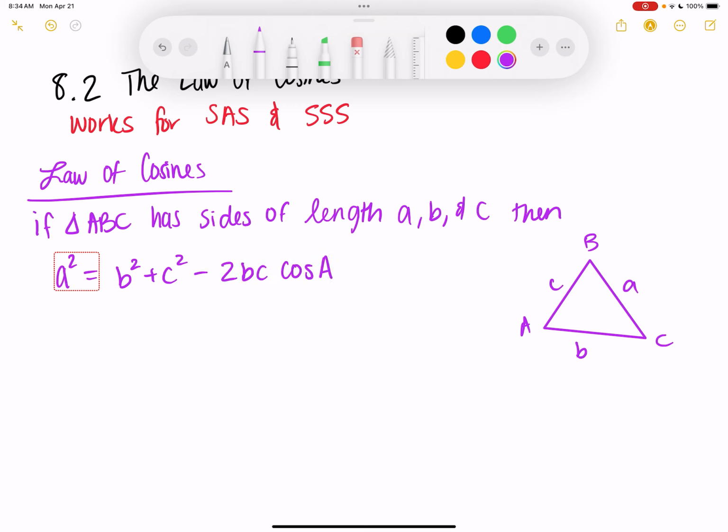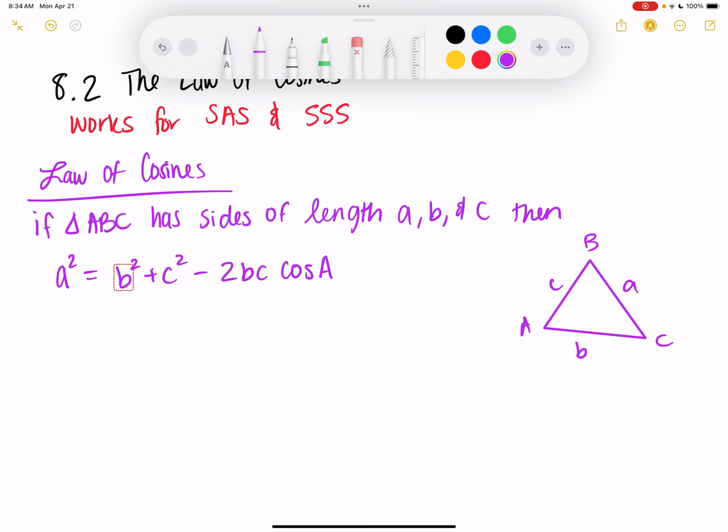So the first part looks a lot like the Pythagorean theorem. It's obviously not, but it looks a lot like that. And then it's minus two times the side lengths of whatever we're given, and then the cosine of the angle that was given. So this one would be solving for side length A, given all of these other pieces.